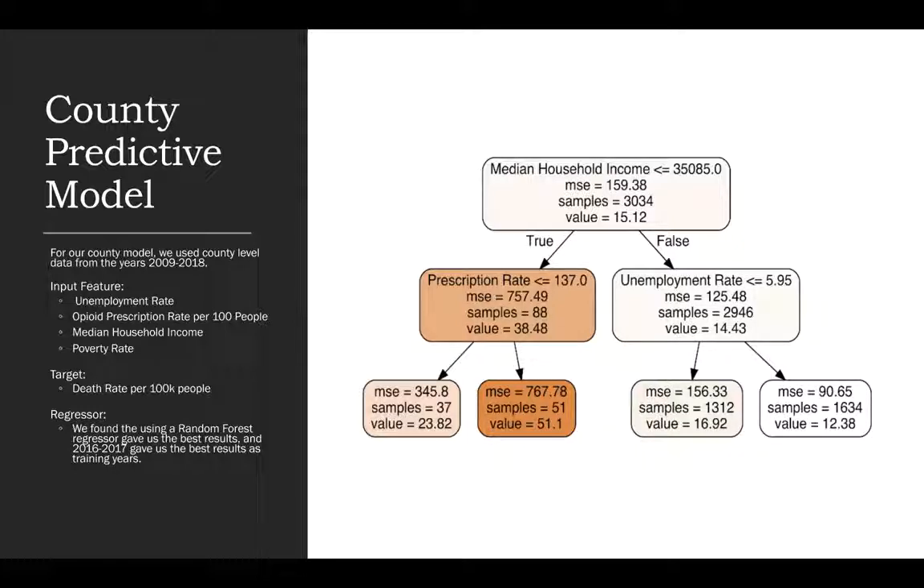Through our analysis, we found that using a random forest regressor gave us the best results. 2016 and 2017 gave us the best results as training years.